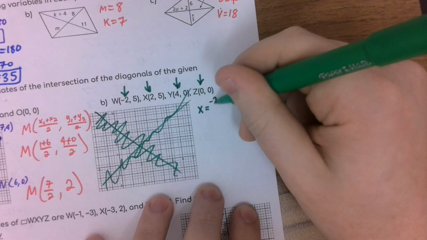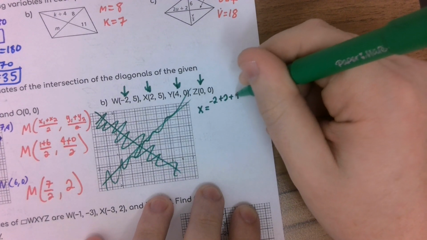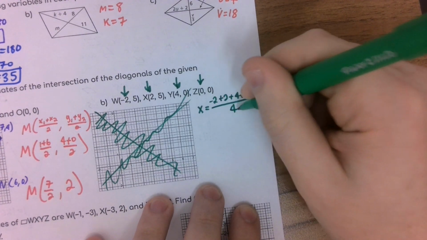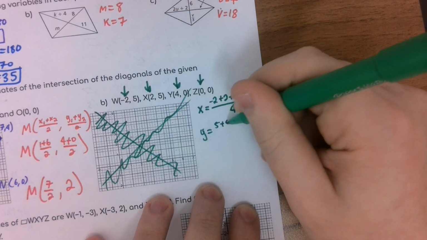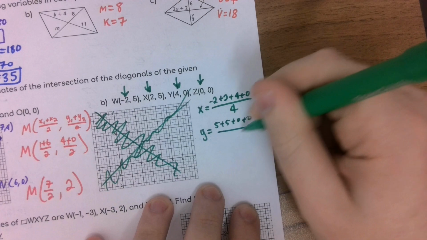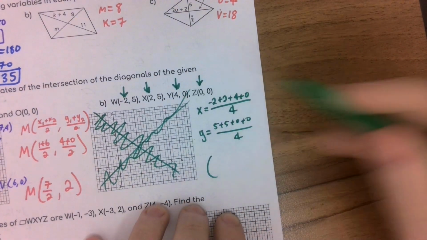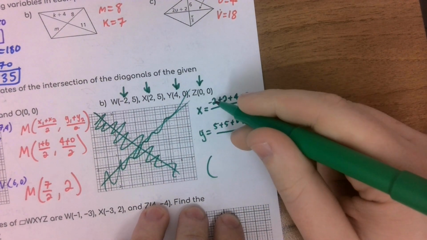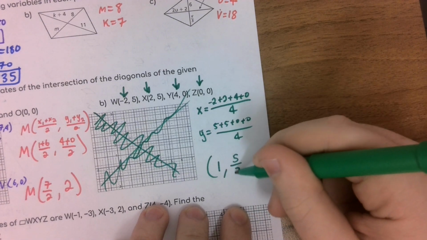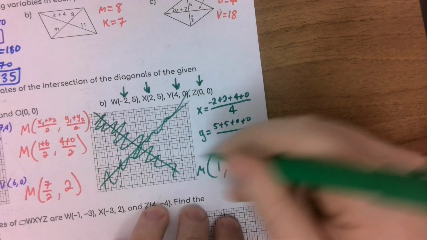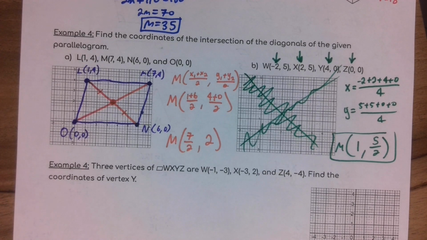So x is going to be negative 2 plus 4 plus 0 divided by 4. Y is going to be 5 plus 0 plus 0 divided by 4. Our point is going to be 4 divided by 4, which is 1, 10 divided by 4, which is 5/2. A little bit easier, right? And there's the difference.